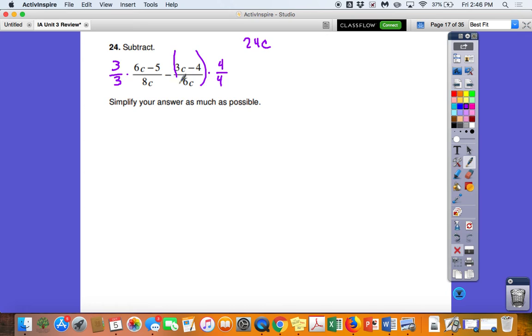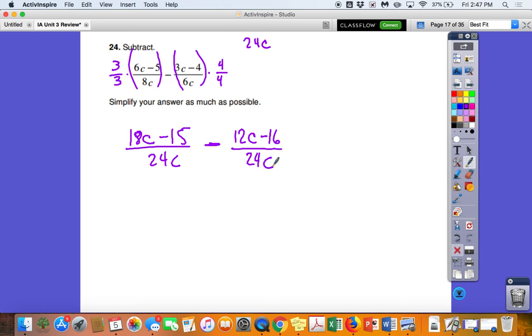Okay, now when you do that, you're distributing. So we've upgraded, now we got binomials. So you're going to come in here and you're going to do, 3 times 6 is 18c minus 15 all over 24c. Bring down your minus, and then I'm going to have 12c minus 16 all over 24c. Okay, so now let's do the squish it together.